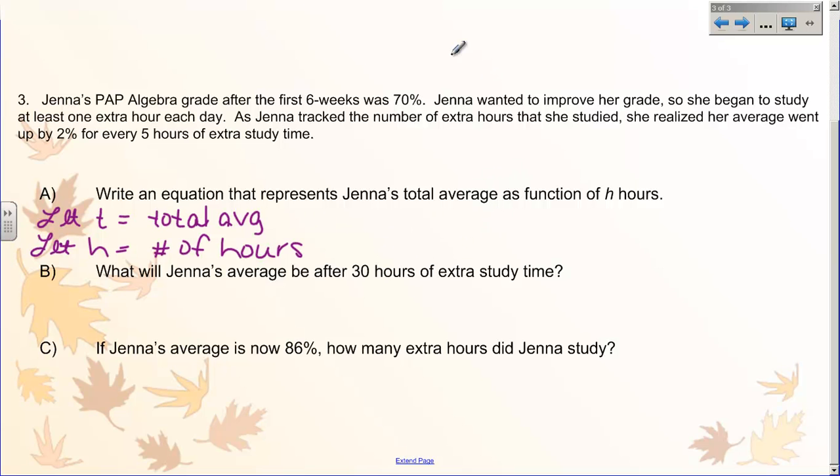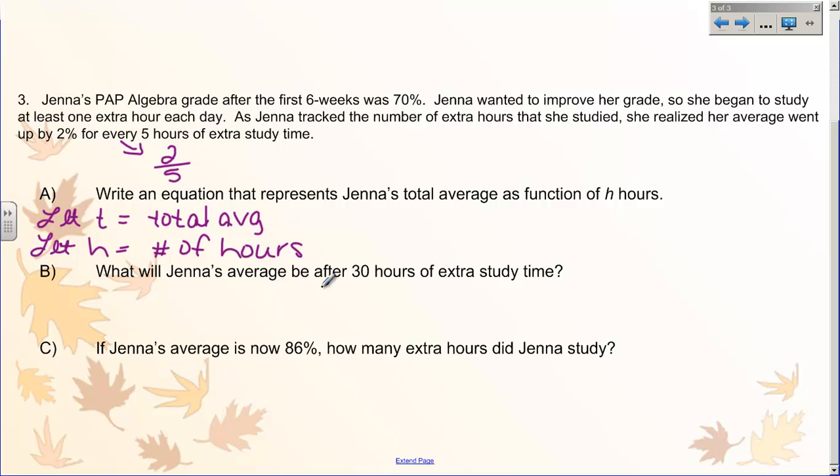So here's what we know. Right now she has a 70. But her average goes up 2% for every 5 hours of study time. I can write this as a ratio. I am not going to write it as 2%. I'm just going to leave it as 2 because it goes up 2 percentage points. So she's going to go up 2 points for every 5 hours of study time. And I can write that as a ratio as 2 for every 5 hours.